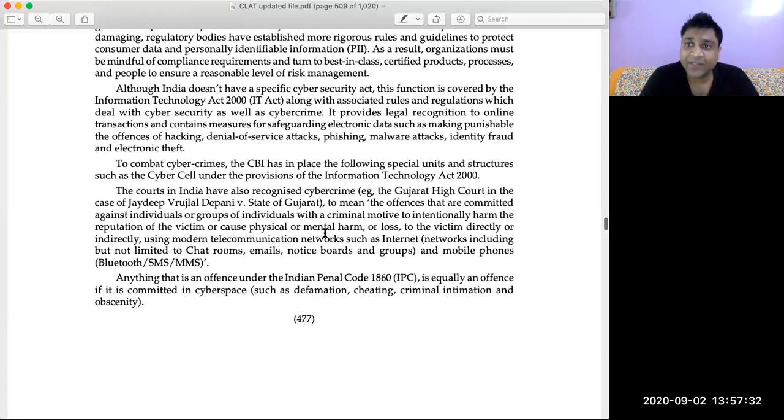Similarly, cyber crime has not been defined under Indian law. What is cyber crime according to Indian law? We don't know, because there is no cyber crime act. So we look for circumstantial evidences, like, for example, the Information Technology Act. Inside the Information Technology Act, a lot of cyber security as well as cyber crimes have been covered, but not directly.